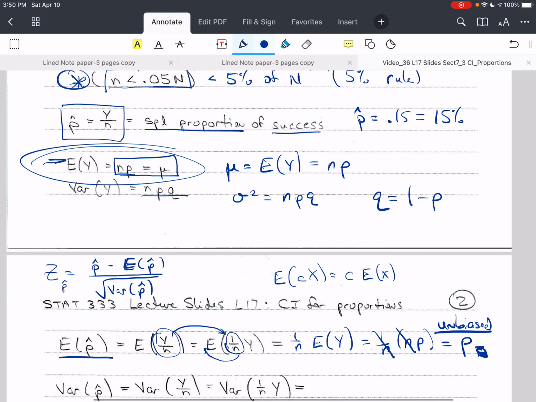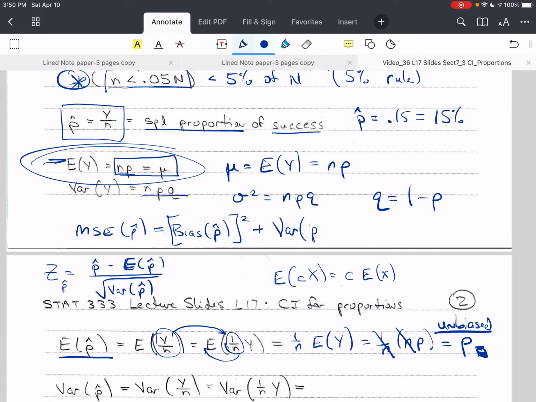And so the MSE, the mean square error of p hat, is equal to the bias of p hat, quantity squared, plus the variance of p hat. But we just determined that the bias here is 0, so it's just equal to the variance of p hat. So what is the variance of p hat? We need that in our formula.